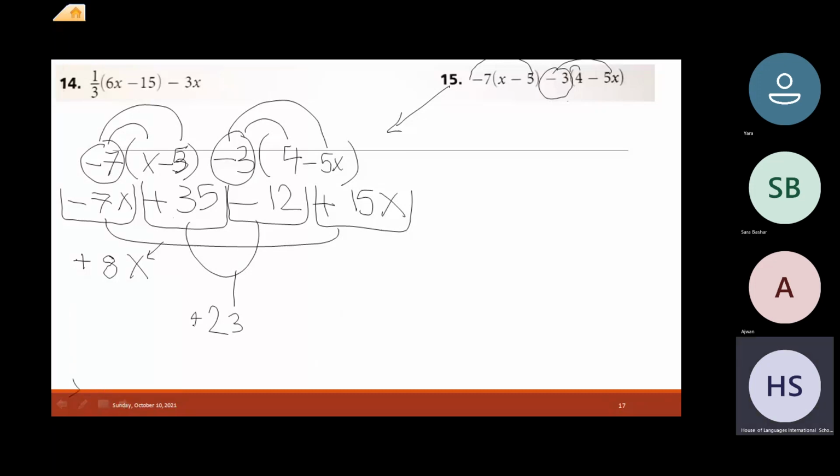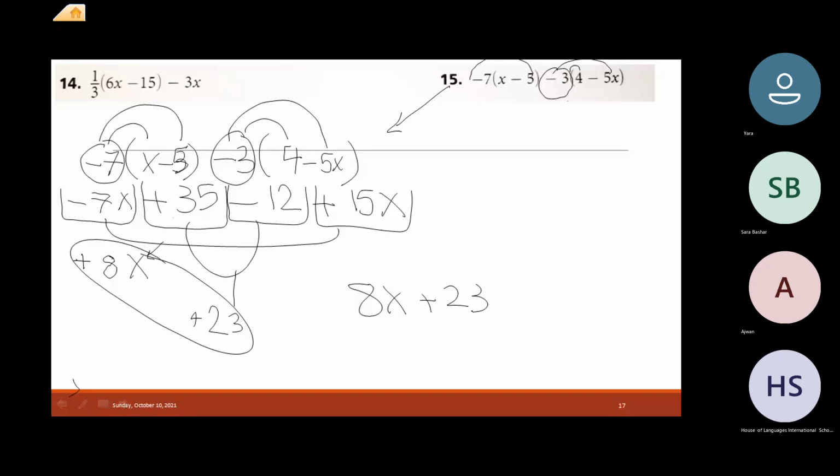So then now rewrite it as 8x plus 20. Why keep changing, Mama? There's no subtraction here. 8x plus 23. Yes.